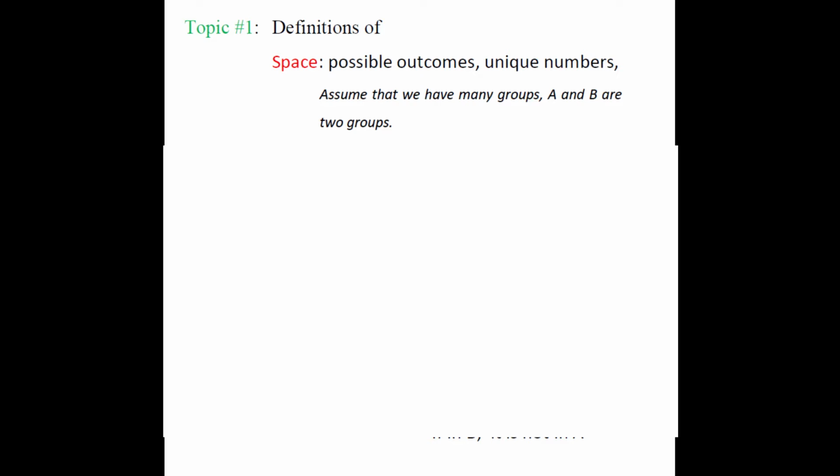Suppose we toss a coin. We either have head or tail. So our space will be head and tail. Suppose we toss a dice. Then we have 6 unique numbers: 1, 2, 3, 4, 5, 6. The space will be 6 different numbers between 1 and 6.